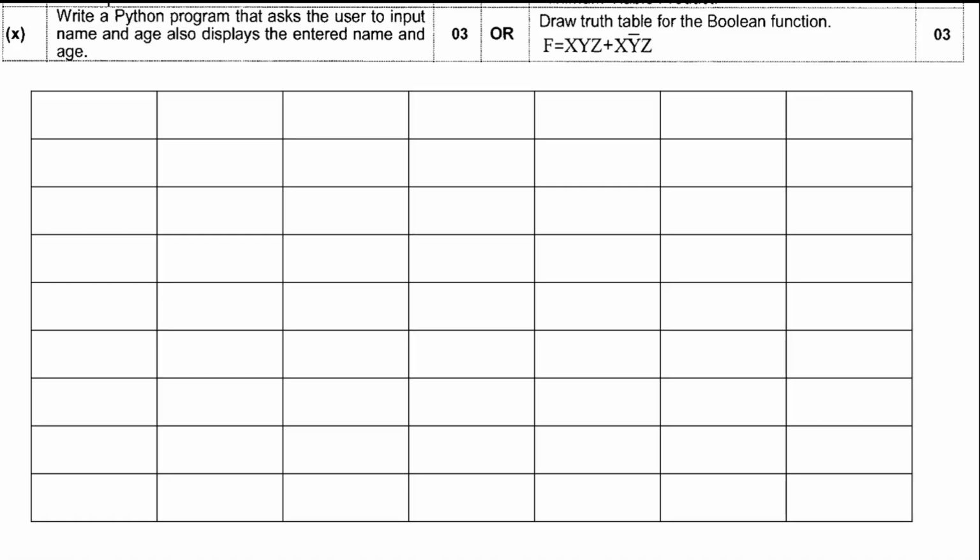Next one: write a Python program that draws the table for the Boolean function f = x'yz + xy'z. We have to draw the Boolean function.